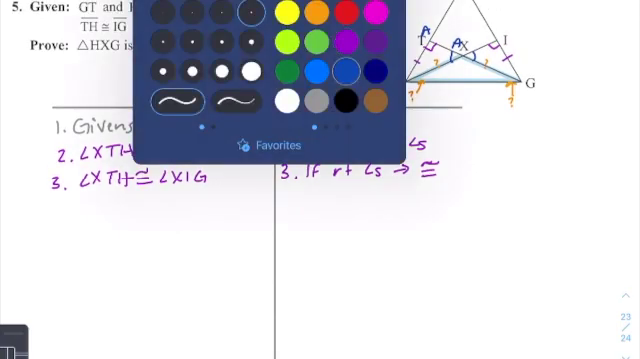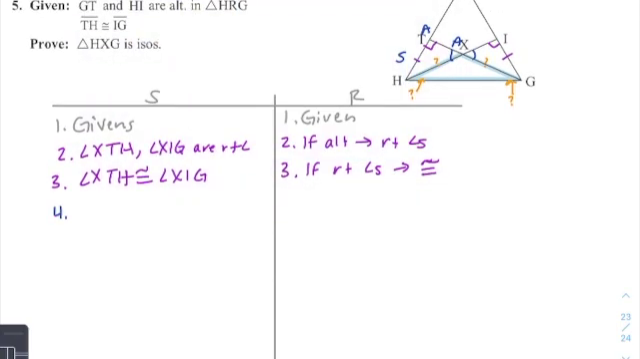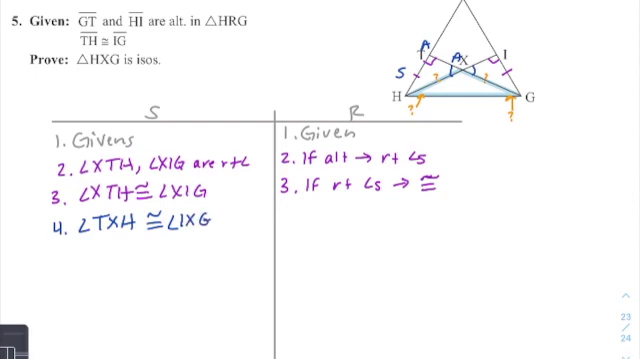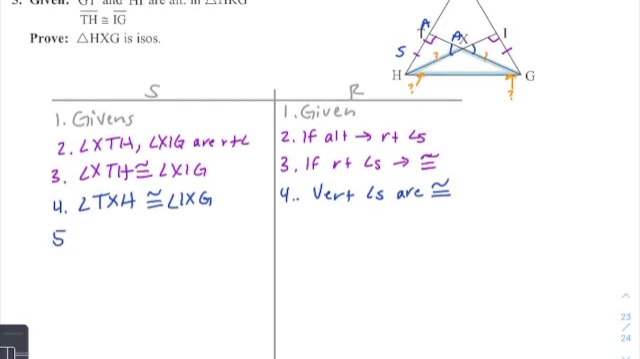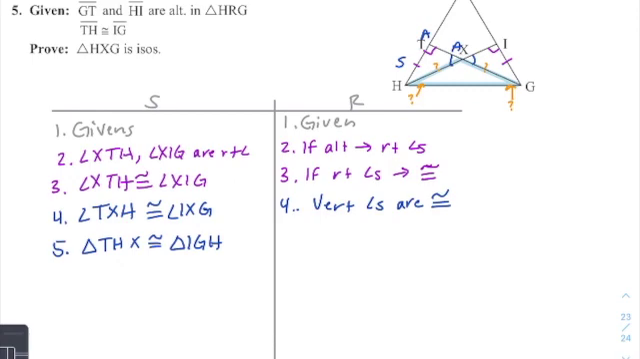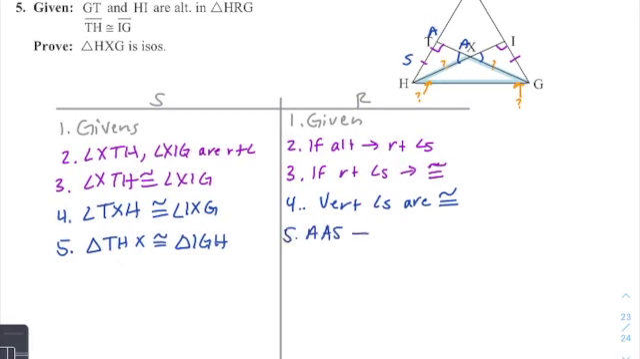And then the next thing we would need to do would be to prove my vertical angles. So angle TXH is congruent to angle IXG because vertical angles are congruent. And that would allow us to prove these triangles now. So that's THX is congruent, these are weird letters, to IGX by AAS congruence.